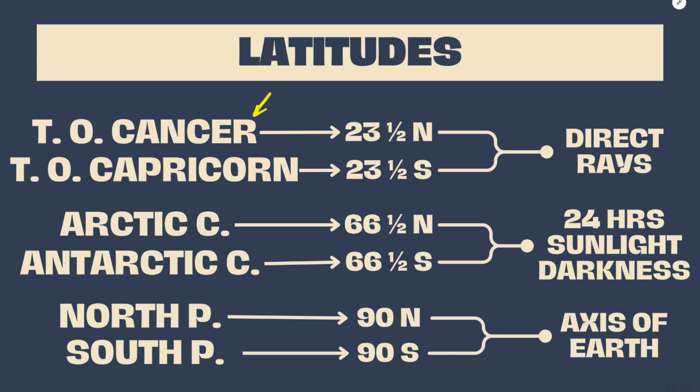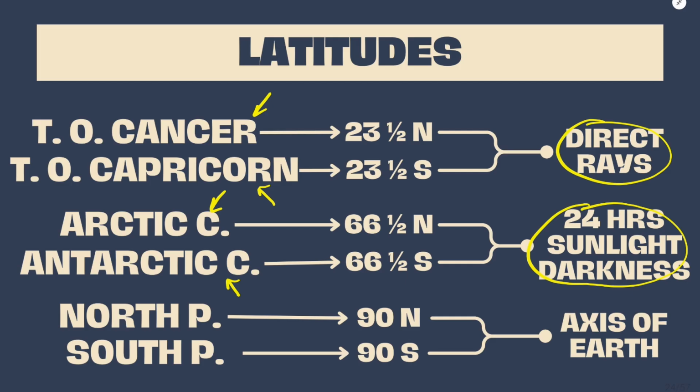Then we saw the Tropic of Cancer at 23.5 degrees north and the Tropic of Capricorn at 23.5 degrees south. These are the farthest points where the sun can be directly overhead at noon. We also saw the Arctic Circle at 66.5 degrees north and the Antarctic Circle at 66.5 degrees south. These are the boundaries beyond which regions experience at least one day of 24-hour sunlight and one day of 24-hour darkness every year.